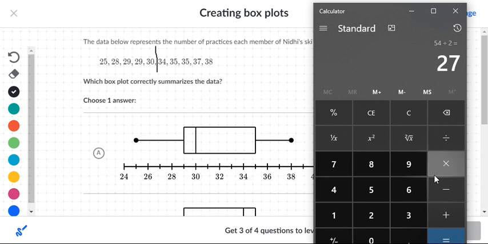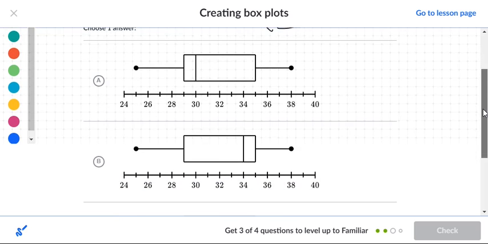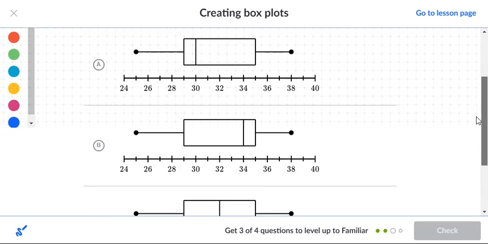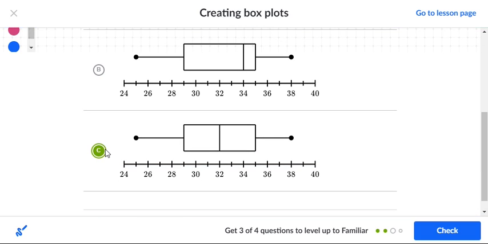Well, 30 and 34, let's take a look at that. We're going to go 30 plus 34. That gives us 64. Divide this by 2, and that gives us 32. So 32 would be our quartile 2 or our median, because remember quartile 2 and the median are the same. So the only one that has 32, and it's not A because that's 30, B is 34, it's C.